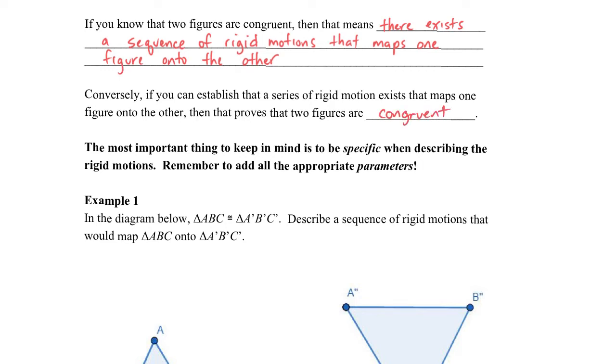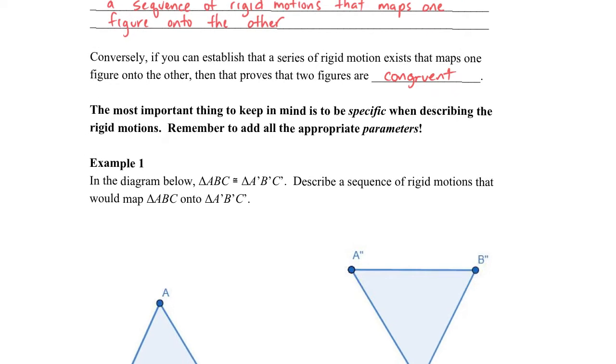So you have a couple of tasks here. Task number one is figuring out the sequence of rigid motions. And task number two is writing it down, and when you write it down, you have to be specific. You're not going to say something like, oh, it's a translation and then a rotation. You need to be specific and include all of your necessary parameters, just like we did when we were learning these the first time.